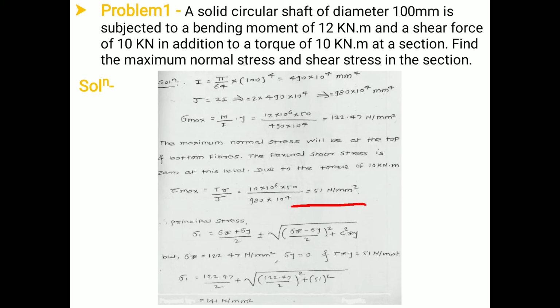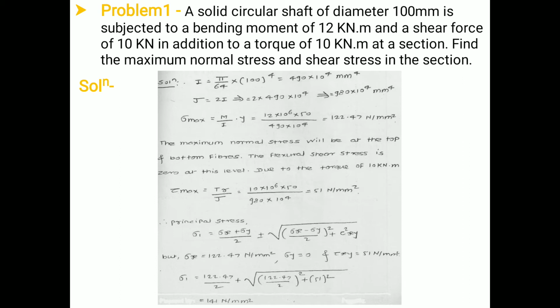Okay, so as per the given data, first of all we have found the value of maximum bending stress from the bending moment. After that we have found the value of maximum shear stress based on the value of torque which is given in the numerical. Now we will find out the value of principal stress, the maximum principal stress. It is denoted by the letter sigma 1.